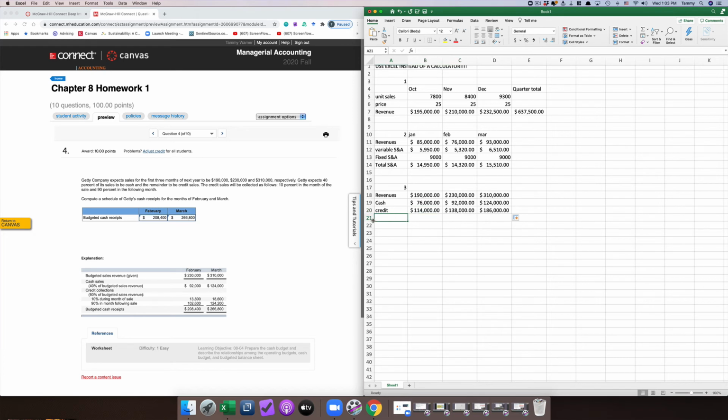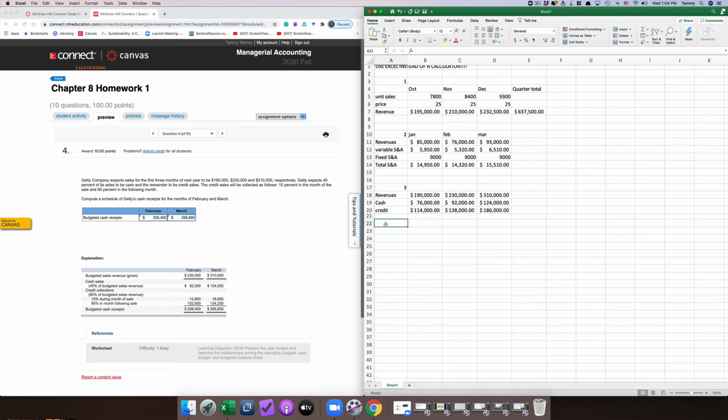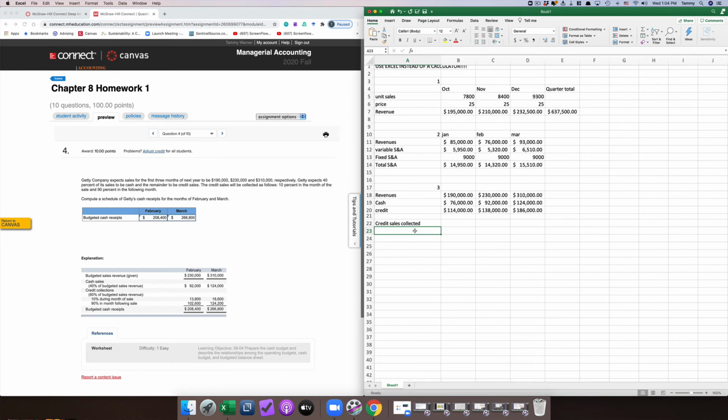Okay. But then let's leave a blank line and we can say, okay, credit sales collected each month. Okay, and so what they're telling us is from the current month, right? So 10% of our credit sales are going to be collected in the current month. Somebody buys something on January 1st and they pay for it on January 31st. Okay, so it's 10% of the credit sales are going to be in the current month. That's fine.